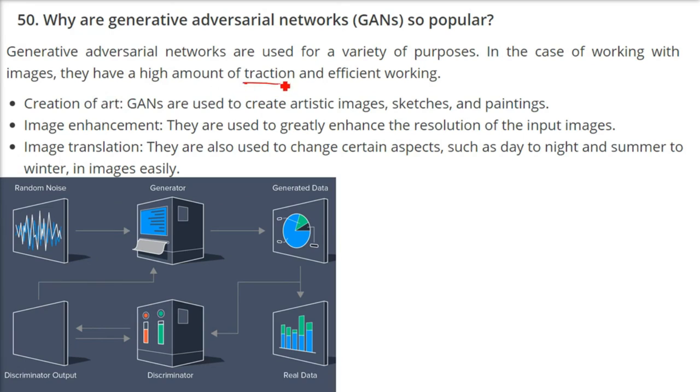And this has given a big thrust to different kinds of easily done work. For example, creation of art. GANs are used to create artistic images, sketches and paintings. Image enhancement, where the resolution of input images can be increased. And you can change aspects like day to night and summer to winter. This can be done very easily with GANs.